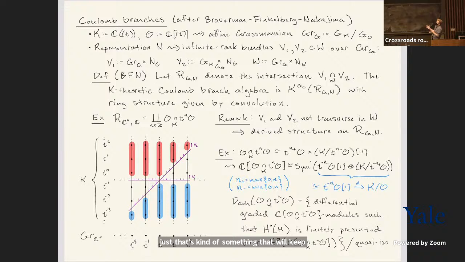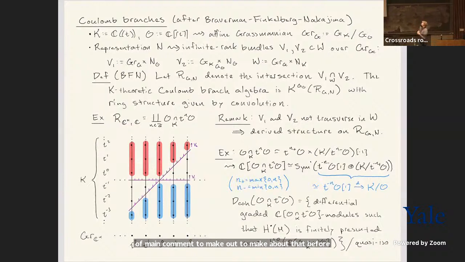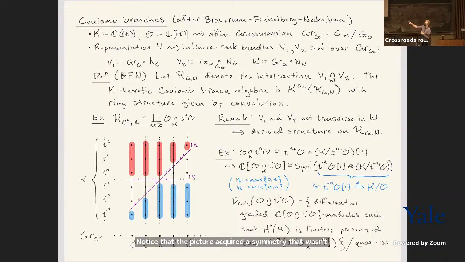And the main comment to make about that before moving on is just that once we made this remark and filled in this blue part of the picture, notice that the picture acquired a symmetry that wasn't there before. So there's a symmetry now between the red part and the blue part of that picture. That will come back later, turns out to be connected to the symmetry of those opposite exact sequences on the previous slide. Any questions?